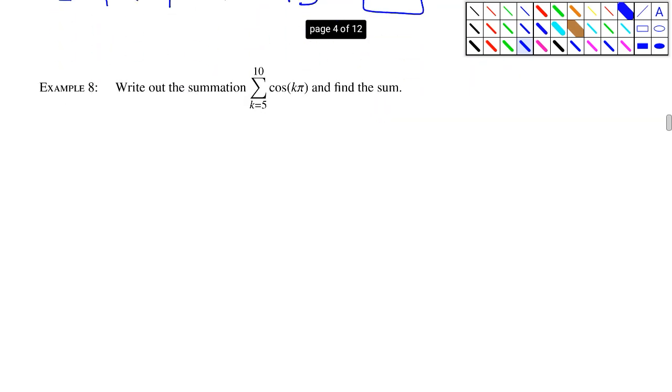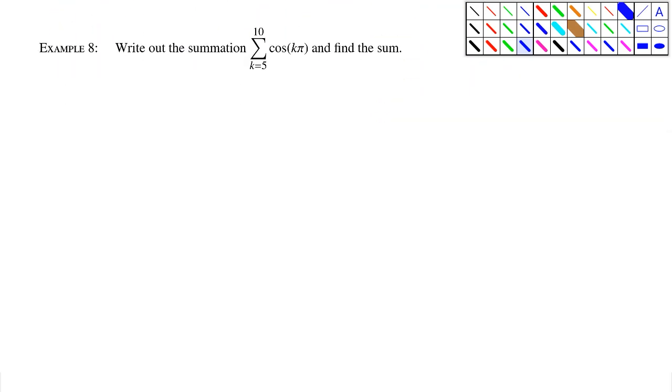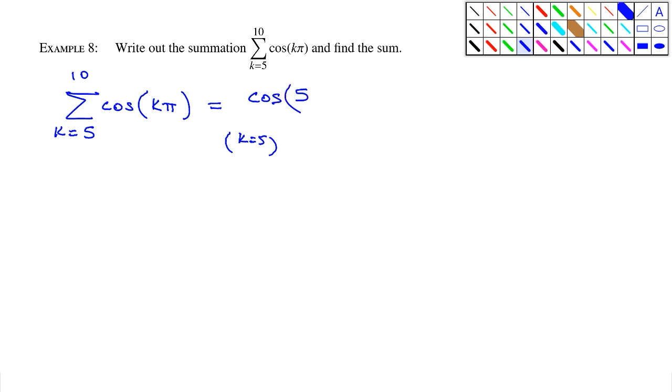Next, example 8, write out the summation, the sum from k equals 5 to 10 of the cosine of k times pi, and then find the sum. So the sum as k goes from 5 to 10 of the cosine of k times pi would be equal to, first k is equal to 5. And by the way, me writing this k is equal to 5 is completely optional. That's just so that you can see what I'm doing. Normally people don't do that.